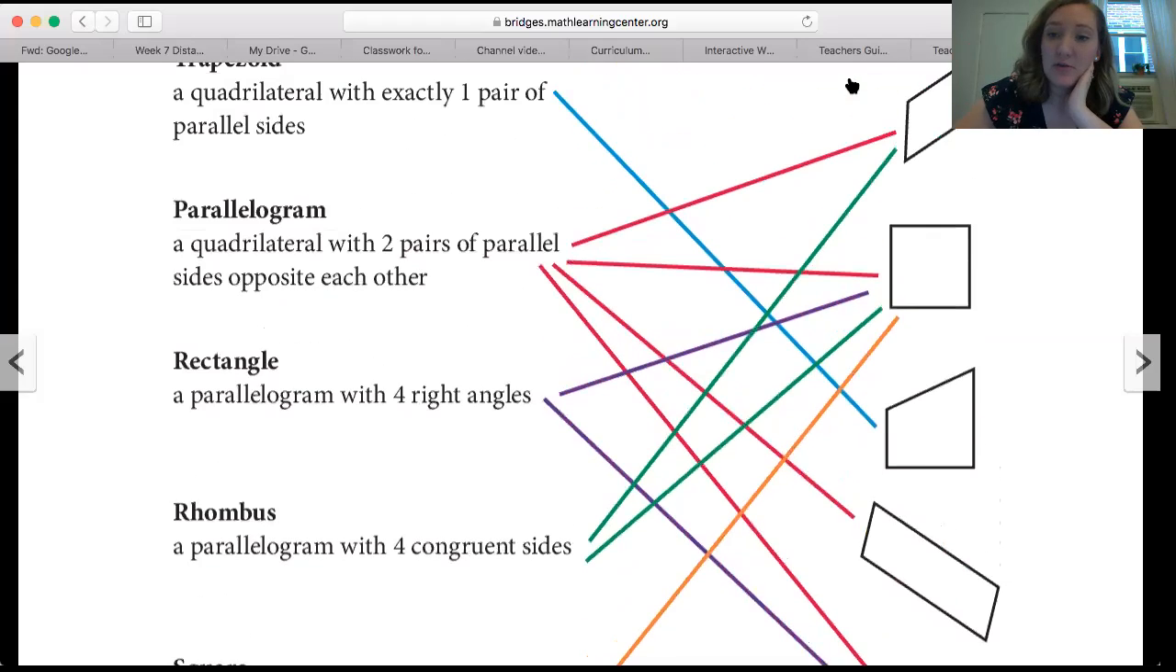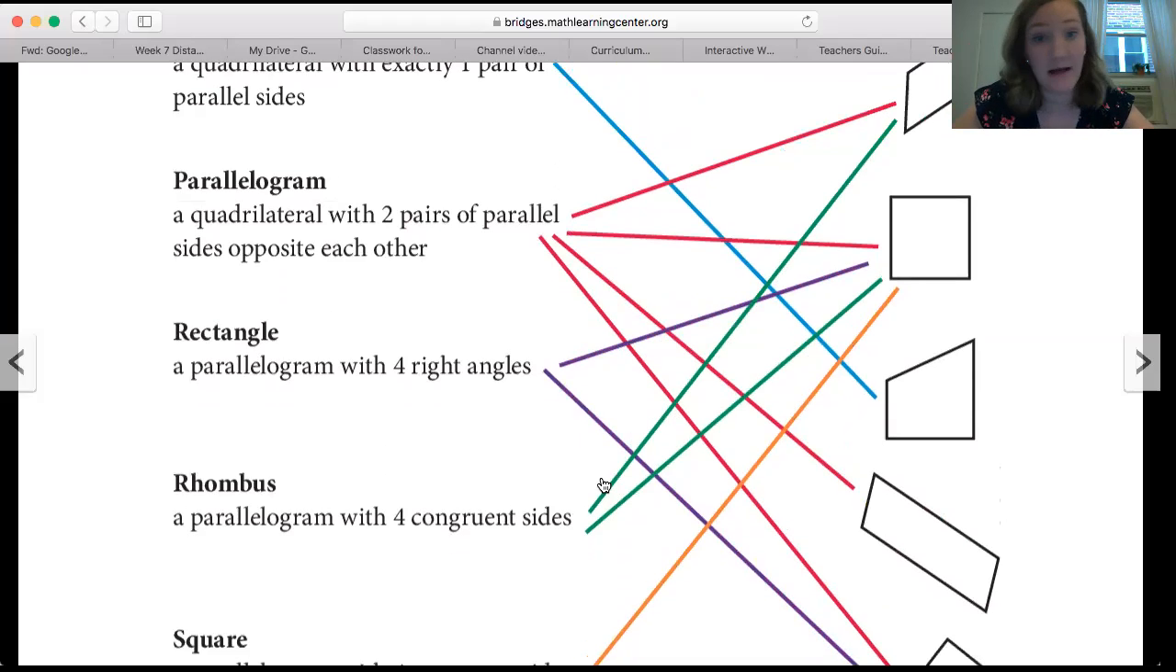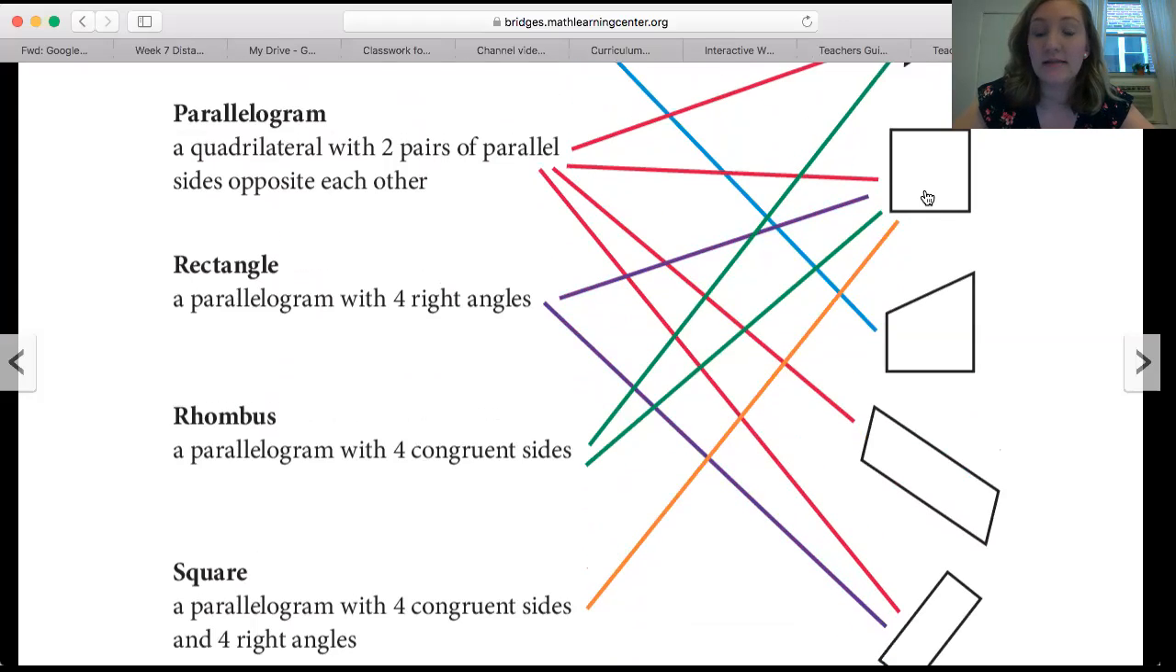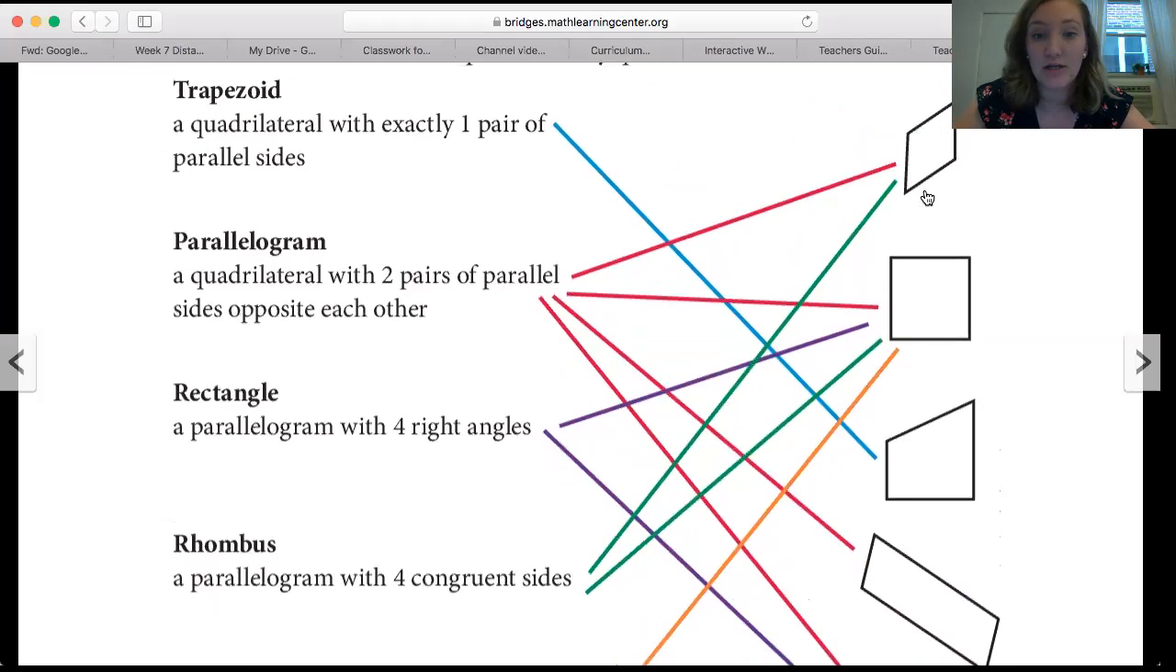Rhombus is going to be showing you with the green lines, so make sure you have the rhombus lines correct. These lines do not have to be in color. You can just use your pencil. Okay, they're just showing you colors to make it easier. And then a square, they're showing a yellow line to the square. Okay, so make sure you check your work and you have this all correct before you move on.